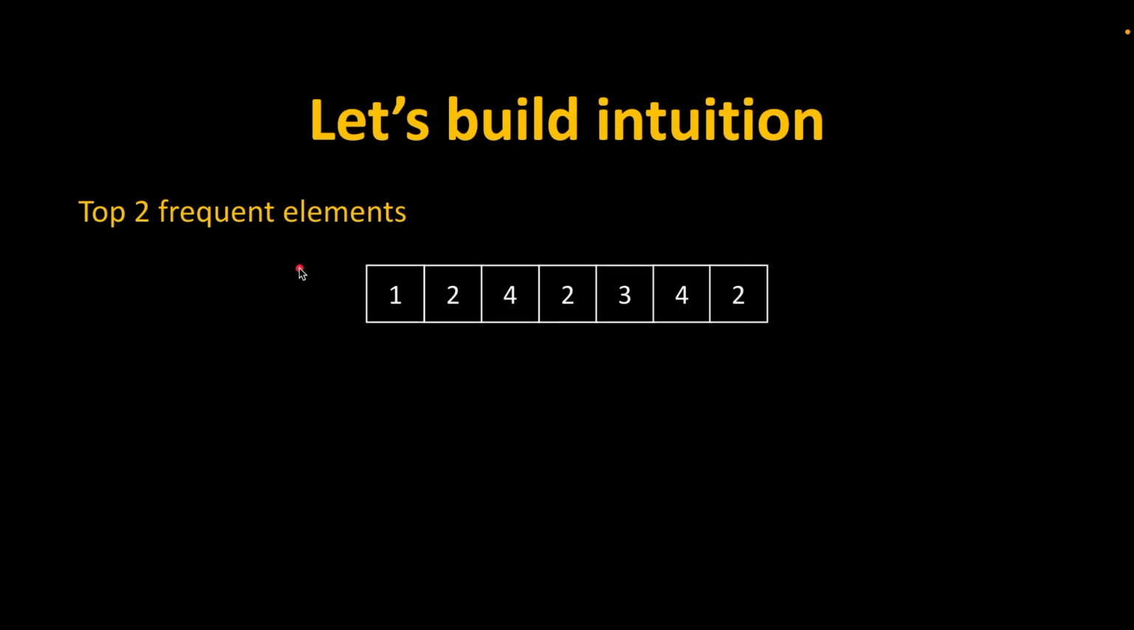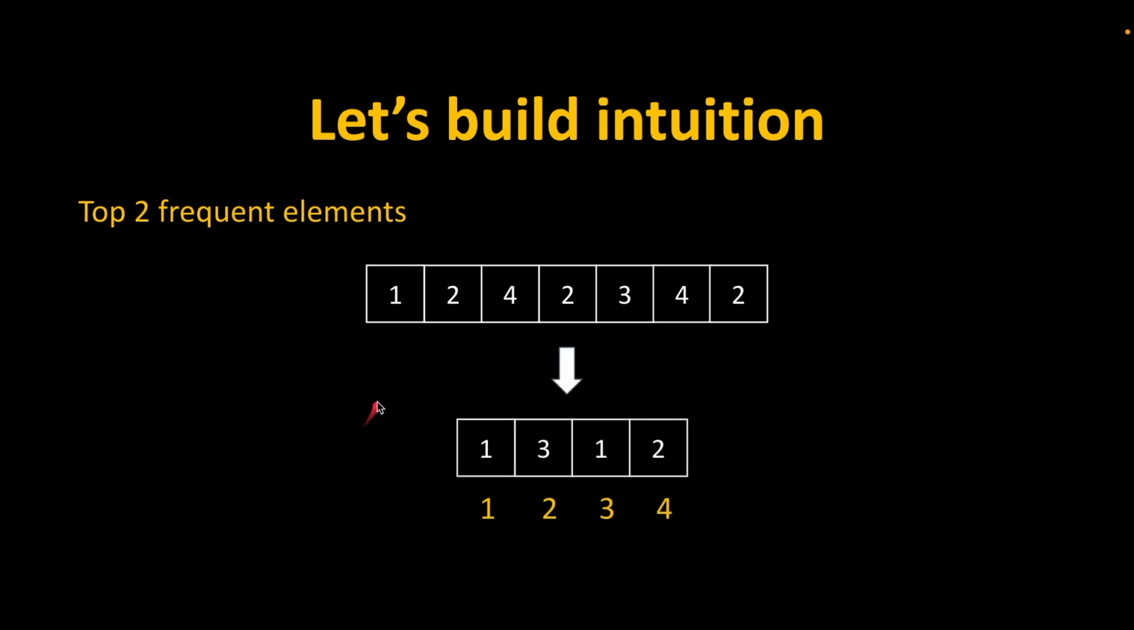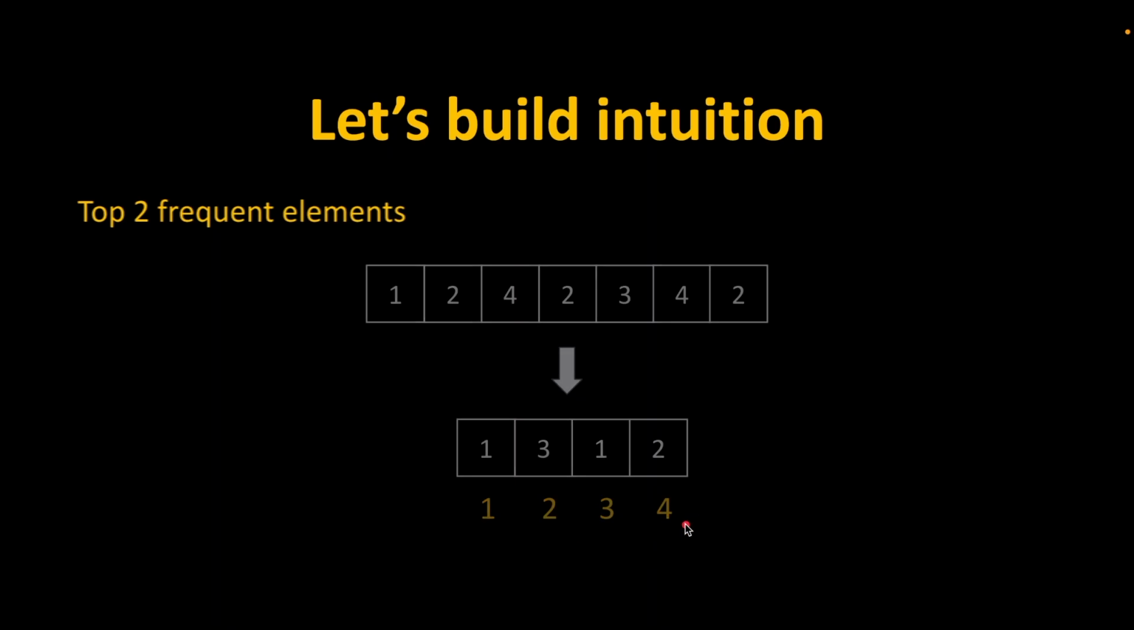To find the two most frequent elements, we need to know the frequency of them first. So we will build a frequency array which will be like this. Say 1 comes one time, so it will be only 1. 2 comes 3 times, so we will have 3 for the second element. Third element comes one time and the fourth element comes 2 times.